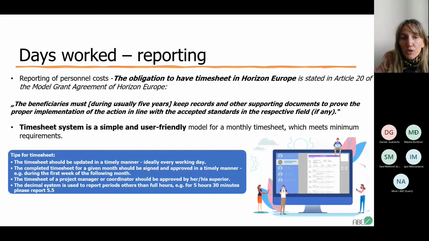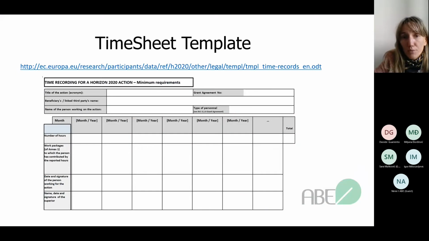Of course, the timesheet should be updated in a timely manner. Ideally, it would be every working day, but of course, it's really hard to do that every day. The completed timesheet for a given month should be signed and approved in a timely manner, so during the first week of the following month. For example, the timesheet of a project manager or coordinator should be approved by her or his superior. And finally, the decimal system is used to report periods other than full hours. For example, 5 hours and 30 minutes, you should report as 5.5.